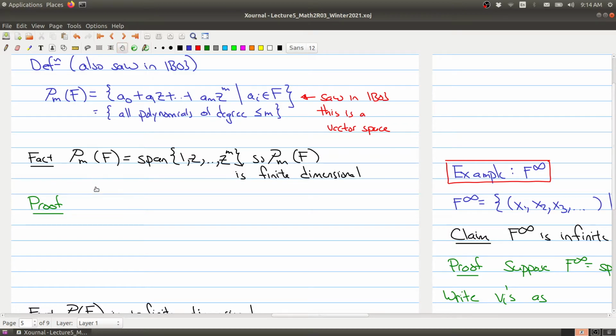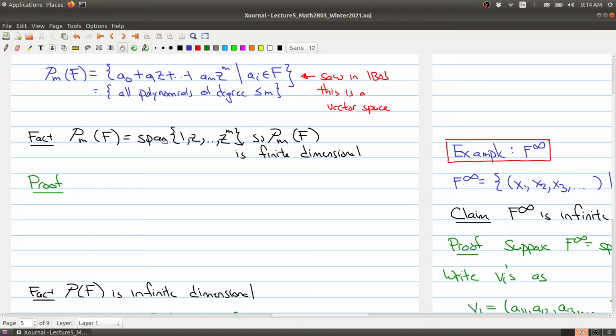And the proof is very straightforward. We are trying to show that two sets are equal, and the one direction is clear, because the span of 1, z, up to z^m is contained inside of P_m(F). That should be clear because 1, z, up to z^m is inside of P(F).